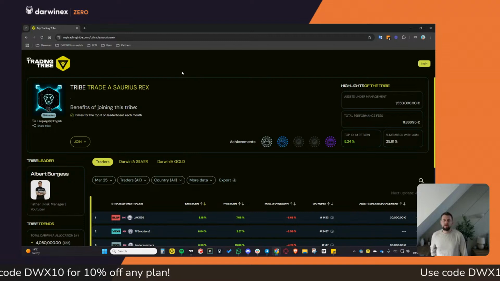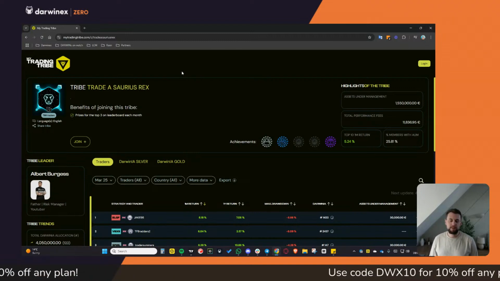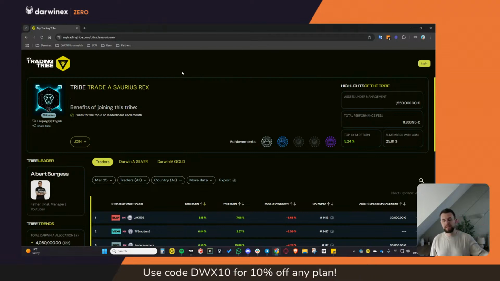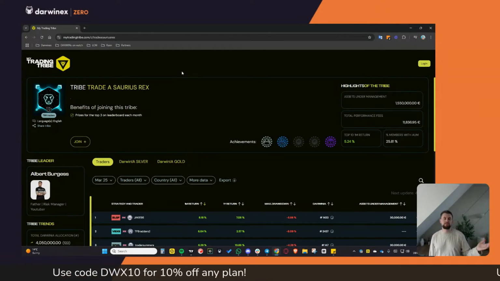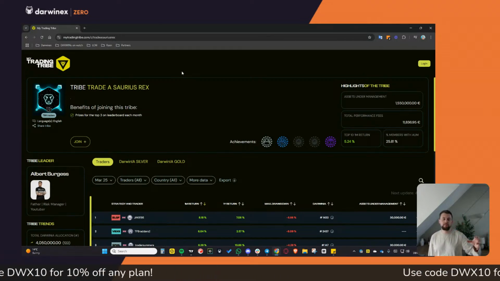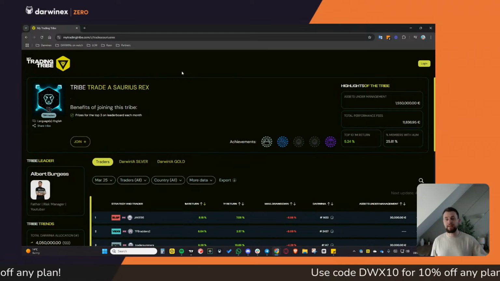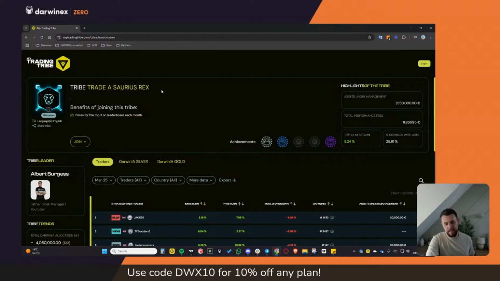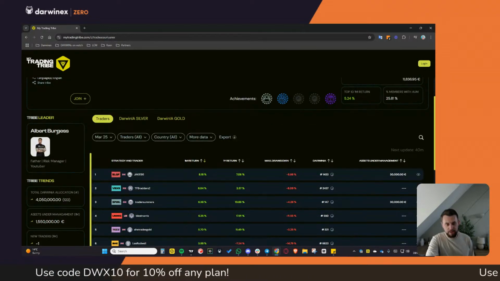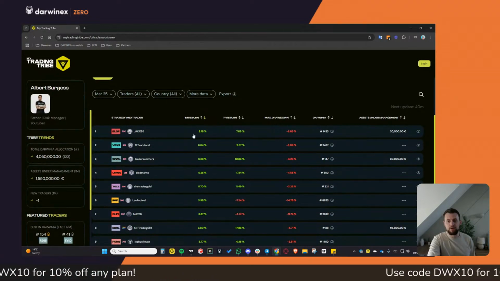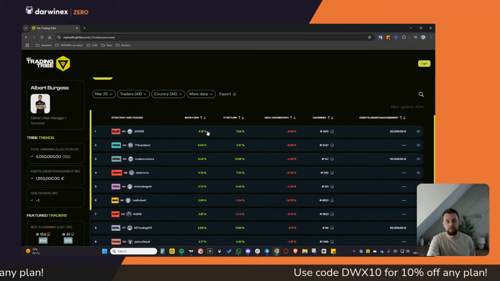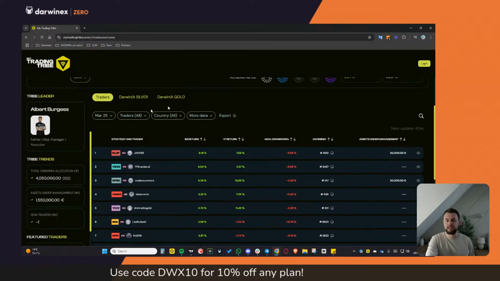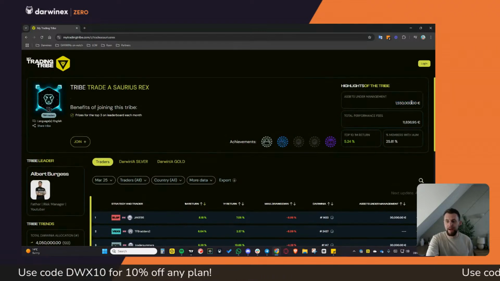This is for our partners and traders. So our partners who have shared their referral code in the past will receive a tribe. For example, Tradosaurus Rex is a trading tribe, and you're a part of it because you used the link from that partner to sign up to Darwinex Zero. Now, what's really cool about this is that, for example, this is Albert Burgess's tribe. You can take a look at all of the traders that Albert has referred to Darwinex. You can see their statistics. You can see how much AUM they have as a tribe.